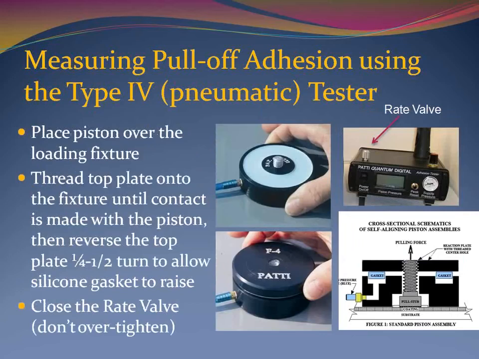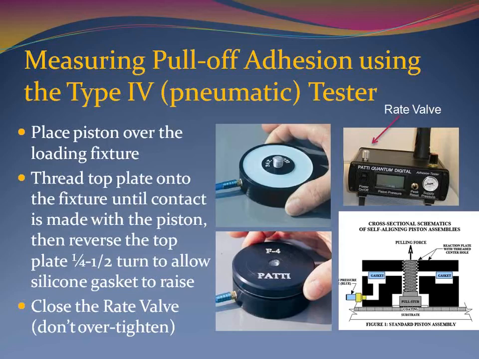Place the piston base over the threaded end of the fixture until it is flush with the coated surface. Make sure the silicone rubber gasket is seated inside the piston base. Carefully thread the black plate onto the fixture until the top plate remains in contact with the piston base. Then reverse the black plate 1/4 to 1/2 turn so that a small gap is created between the piston base and the top plate. Close the rate valve, but do not over-tighten it.